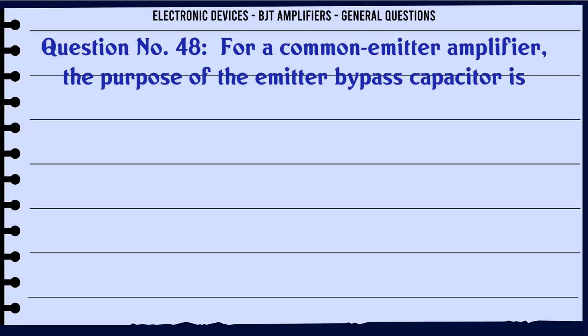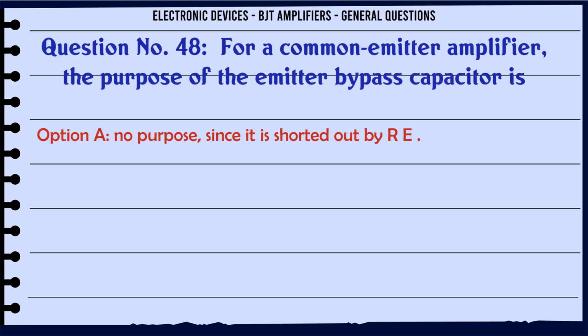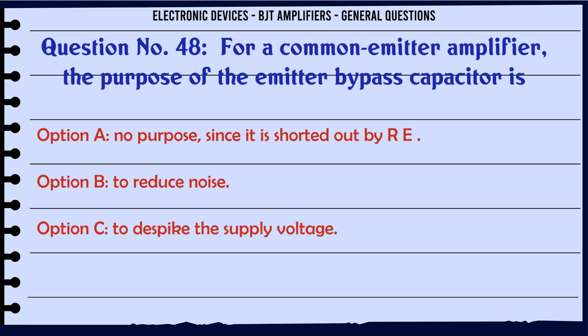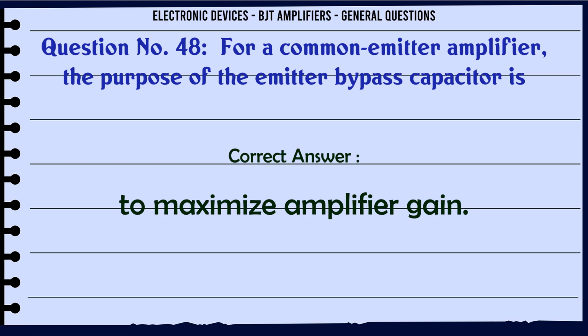For a common emitter amplifier, the purpose of the emitter bypass capacitor is A. No purpose since it is shorted out by Re. B. To reduce noise. C. To dissipate the supply voltage. D. To maximize amplifier gain. The correct answer is to maximize amplifier gain.